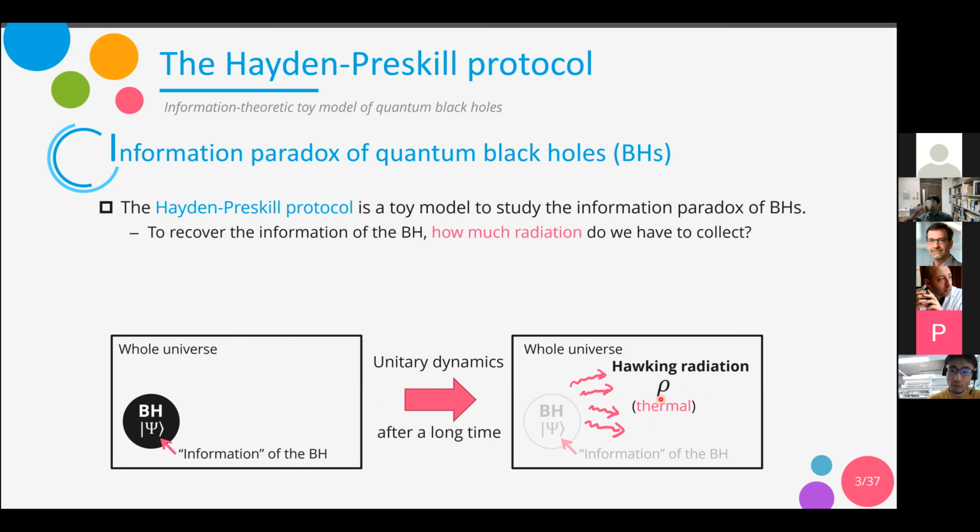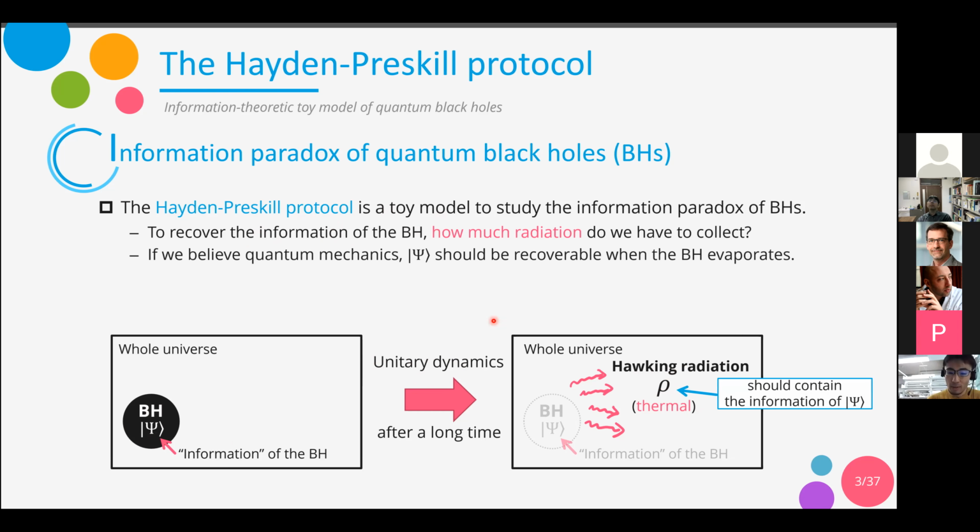This Hawking radiation looks locally thermal, but assuming quantum mechanics, we should be able to recover the information of the black hole from this Hawking radiation, right? Because we assume that the dynamics is unitary, which is reversible. So the question here is, to recover the information of the black hole, how much radiation do we really have to collect? This is the main question in this protocol.